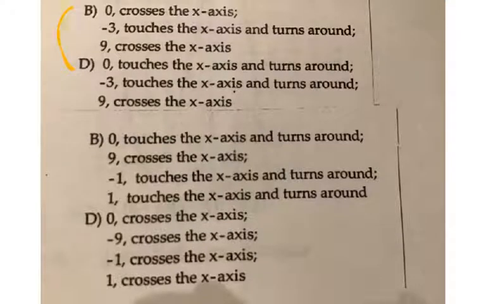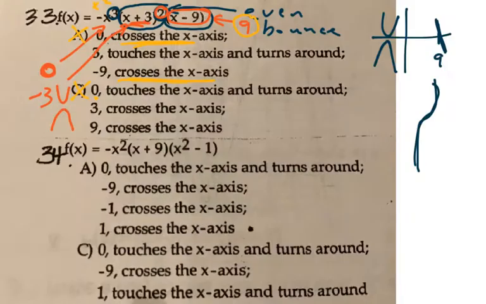So let's look at our choice B and D here. B says it crosses at 0. Good. Check. Negative 3, it touches and turns around. I refer to that as a bounce. That's true. It crosses at positive 9. That's true. So that's why the answer is B.